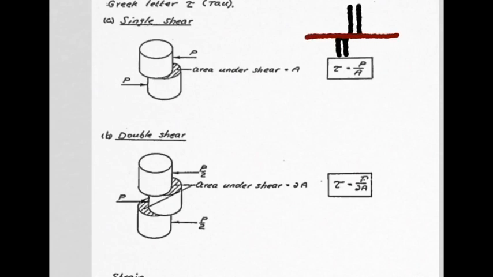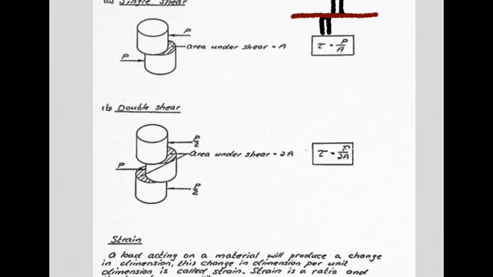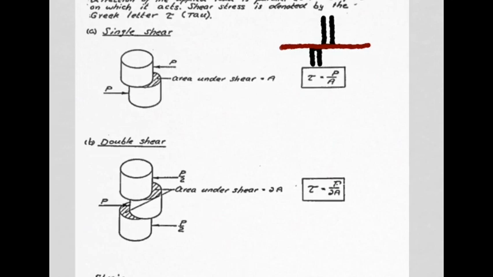But now the area that is in fact resisting the shearing action is twice what it was before. You'll see there is one circular area in this case and another circular area there. So your formula would just be modified to allow for this doubling up of areas. That is better known as double shear.